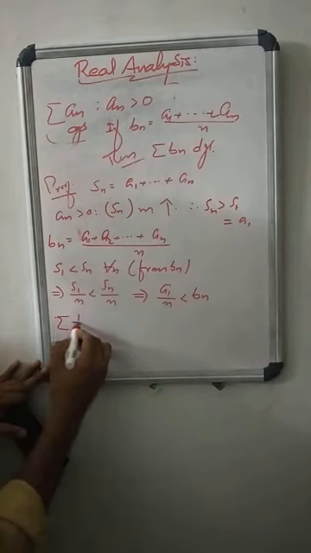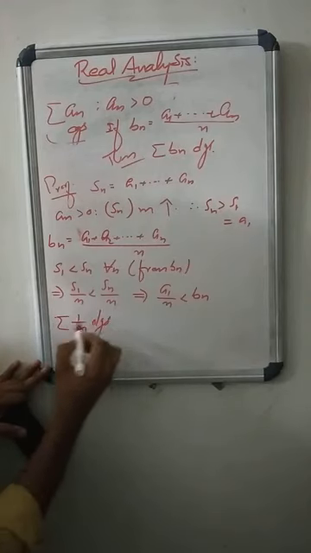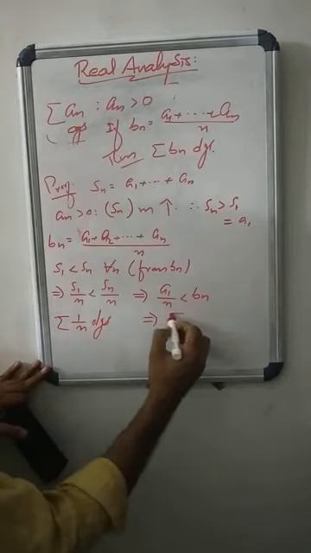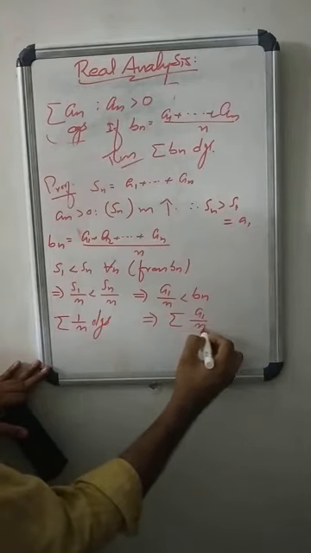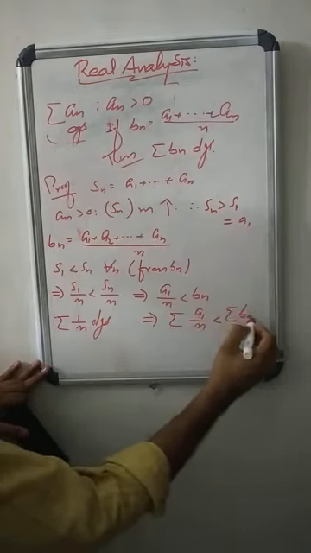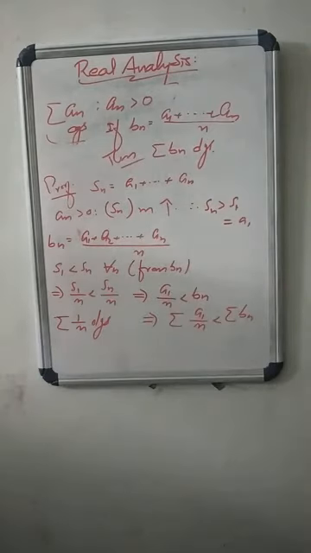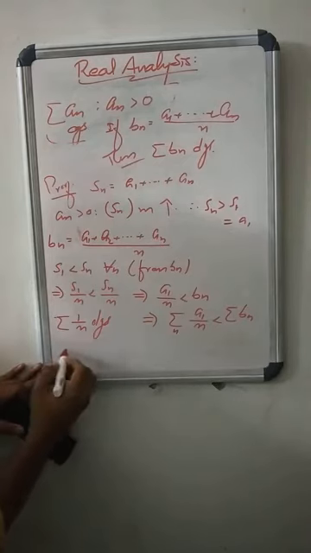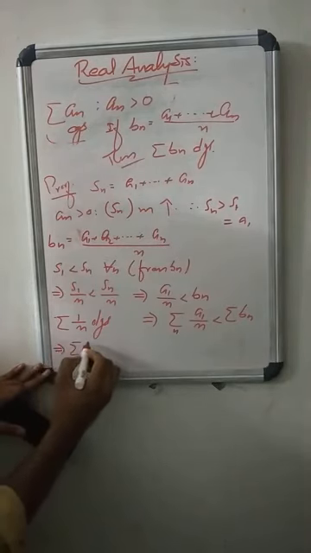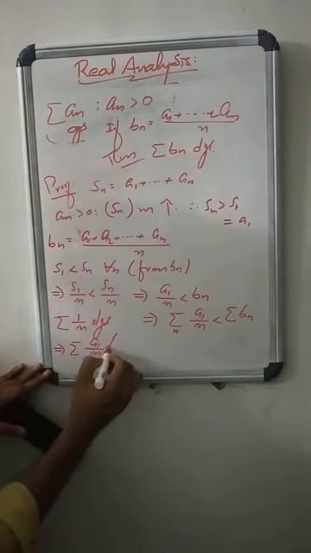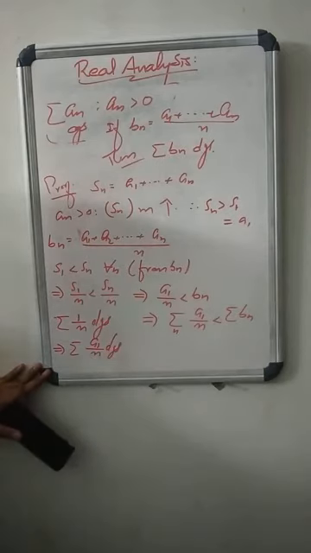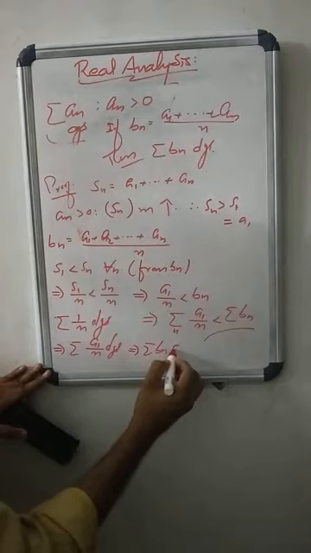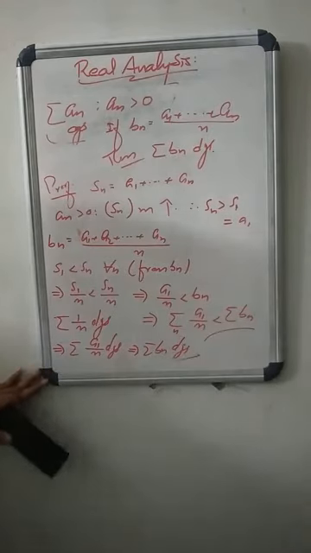But what is sigma 1/n? We know that sigma 1/n diverges. A1/n strictly less than Bn means sigma A1/n is strictly less than sigma Bn, with respect to n. Since sigma 1/n diverges, sigma A1/n also diverges. By the comparison test, clearly sigma Bn diverges. Clear?